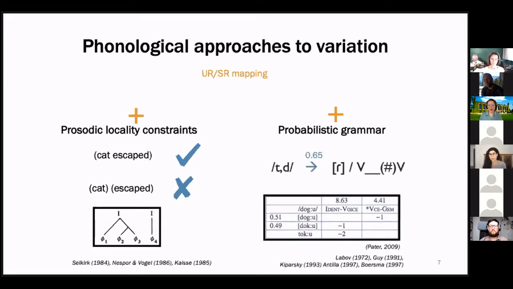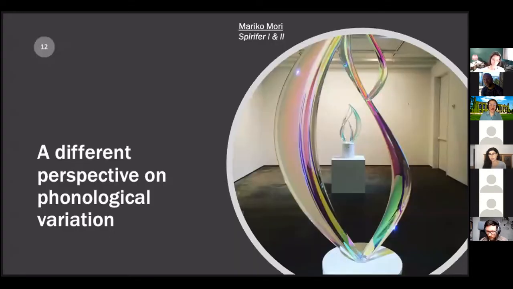Another explanation for this phenomenon, not applied to this problem in particular but more generally applied to other variable phonological processes, is that the mapping itself is probabilistic. The mapping from the T or D to a surface flap is inherently probabilistic, right? I won't spend too much longer on that. I just wanted to mention them as we move towards thinking about a different perspective on phonological variation.